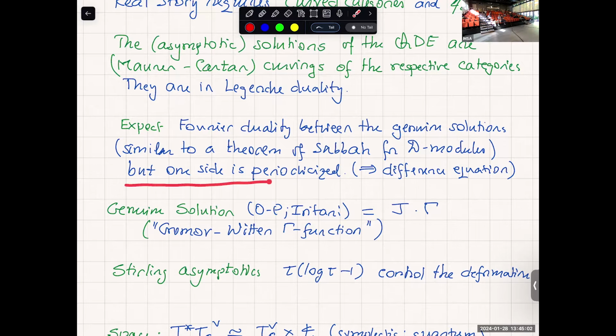Here it's a little trickier because one side is periodicized. The space will be a cotangent bundle of a torus, not a cotangent bundle. And actually, in K-theory, it's a product of two tori, doubly periodicized.